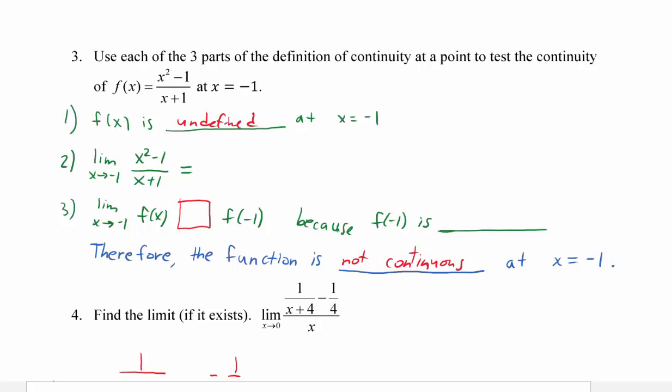So number 2, does the limit exist there? We first do some algebra because we'll get 0 over 0. To see if the limit exists, we factor the numerator over x plus 1. One of the factors reduces out. We can apply direct substitution to get -1 minus 1, so the limit equals -2. Yes, the limit exists. But is the limit equal to the value? No, because the value is undefined. It fails 1 and 3, and if it fails any of them, then we say it's not continuous at that point.